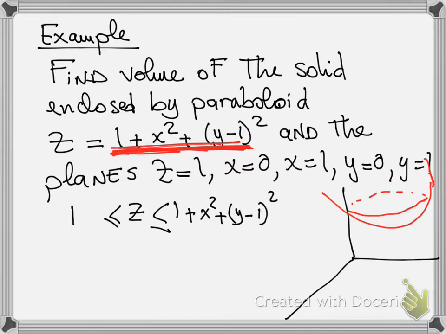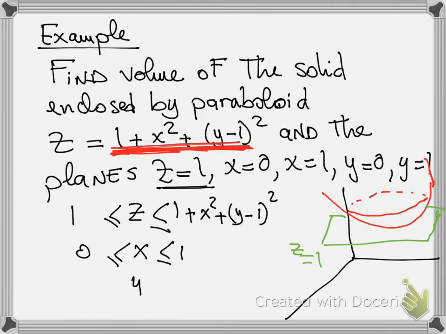Z equals 1 is not the equation of a line, it's the equation of a plane. That will be this horizontal plane here. This is the plane z equals 1. Your x is between the planes 0 and 1, and y is between the planes 0 and 1. So the region would be something like this one here, some region here.